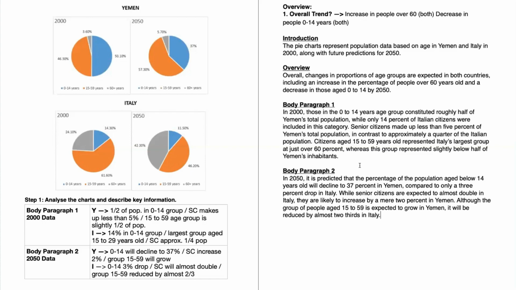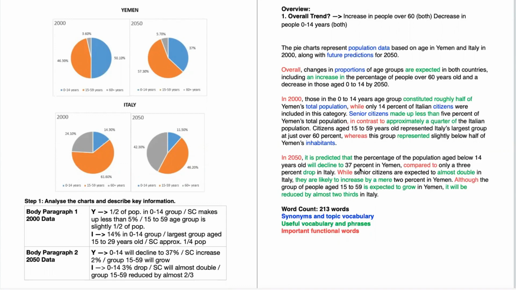Now I'm going to clean it up a little bit and show you the language and the word count. Now you see I've color-coded the synonyms and topic vocabulary in blue, useful vocabulary and phrases in green, and important functional words in red. You'll also see that the total word count is 213 words. That's not bad.